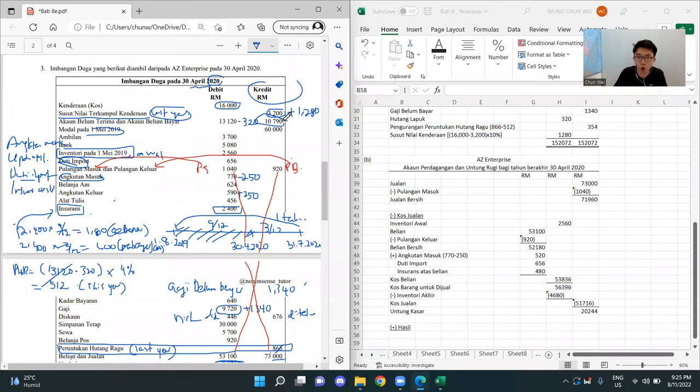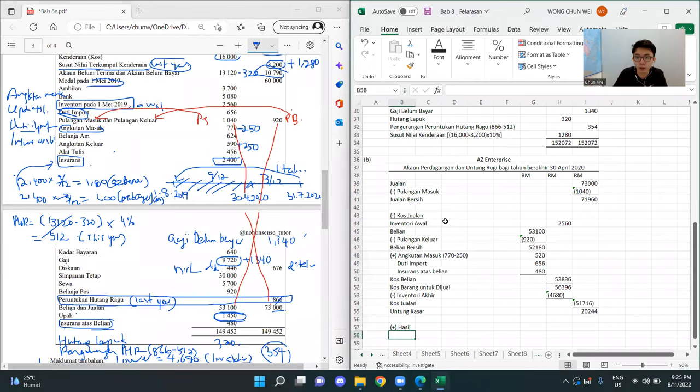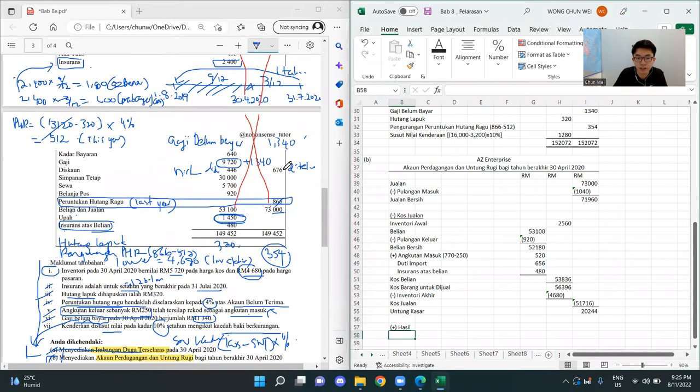Susu yang tergumpu? No, that is in the PKK. ABB is a liability, so no modal, no pulangan. We did record in the account perdagangan, so we can skip it. 976 is a discount. Discount apa? I already told you, the one on the credit side is a hasil. Therefore, this is a discount diterima. And discount diterima is a hasil. So we put here, discount diterima.